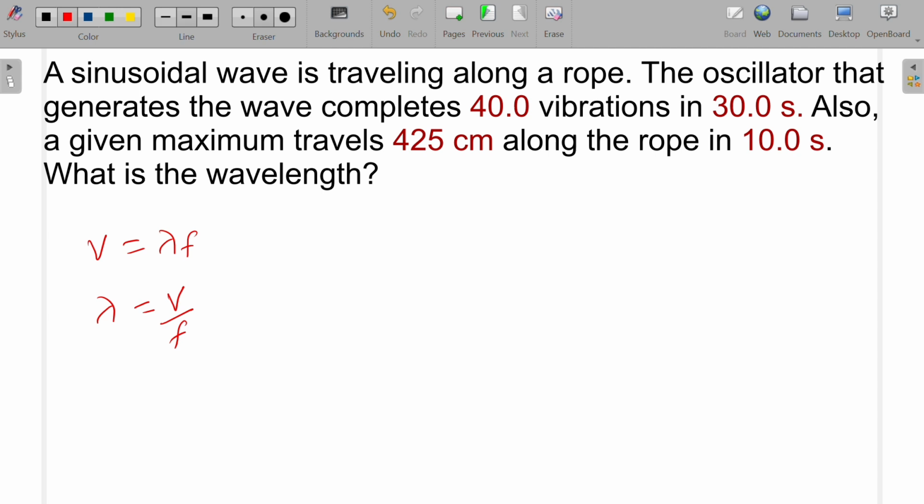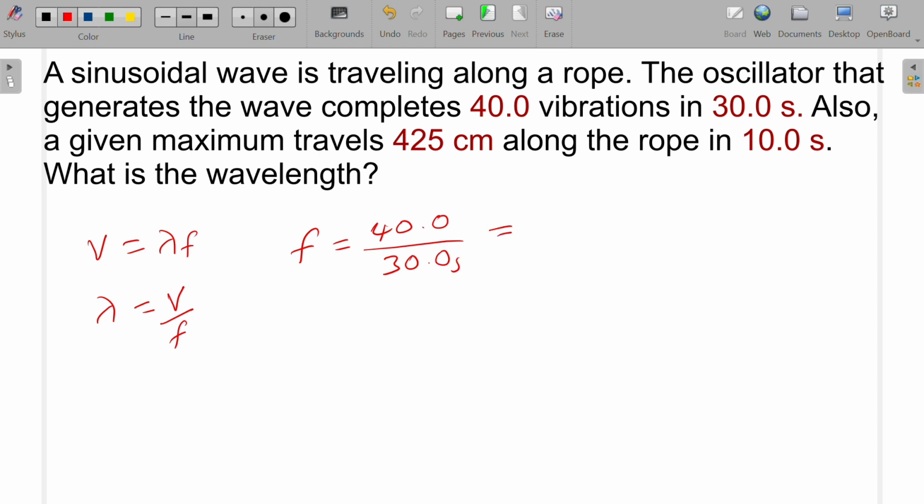Now, from the information given, we're told the wave completes 40 vibrations in 30 seconds. Whenever you are talking about number of oscillations per unit time, number of cycles per unit time, number of vibrations per unit time, number of crests per unit time, we are basically talking about frequency. So all we have to do is to find our frequency. Our frequency will be equal to the number of vibrations, which is 40.0, divided by the time it takes, which is 30 seconds.